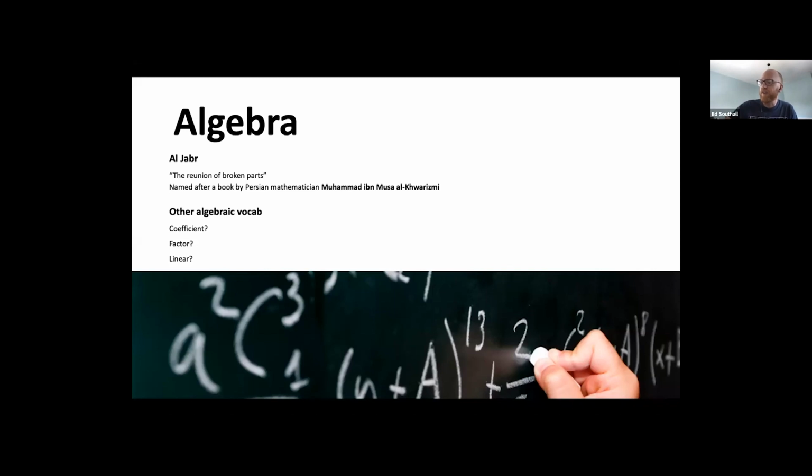So coefficient just means to bring about a final result. So it's essentially exactly the same word as co-worker. It means the same sort of thing. And factory means to make.